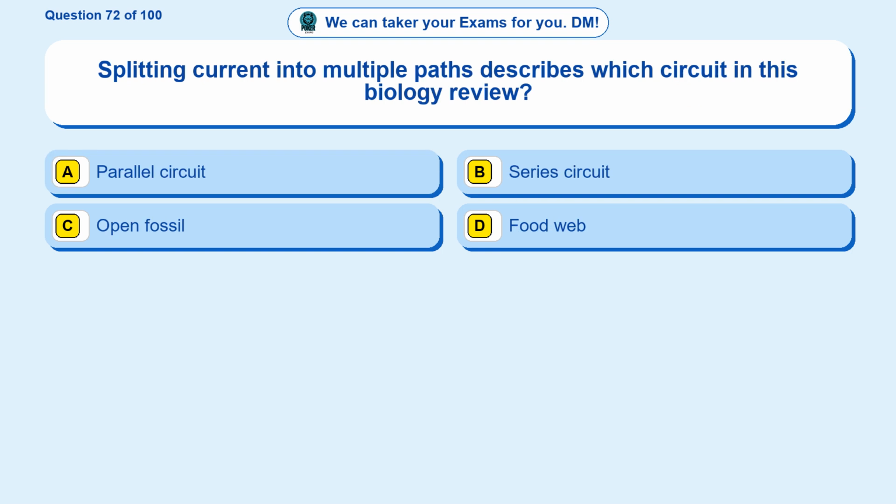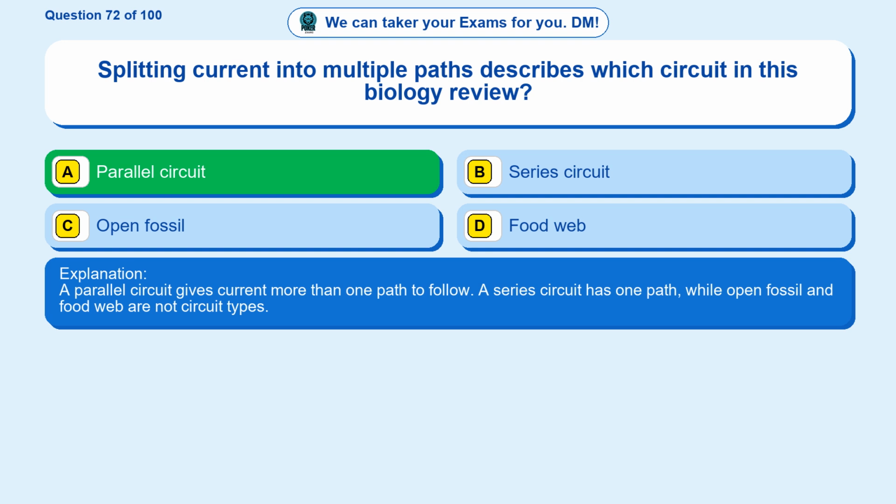Question 72. Splitting current into multiple paths describes which circuit in this biology review? Option A, parallel circuit. Option B, series circuit. Option C, open fossil. Option D, food web. The correct answer is option A. Parallel circuit. A parallel circuit gives current more than one path to follow. A series circuit has one path, while open fossil and food web are not circuit types.